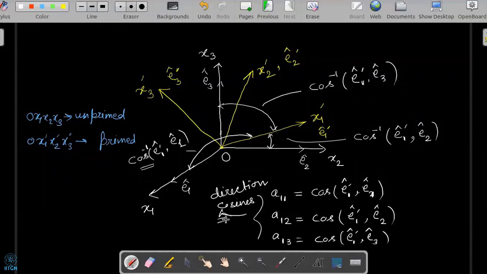Using these directional cosines, we can also express the set of rotated axes. So far, is there any question? Please ask if you have any. No questions?